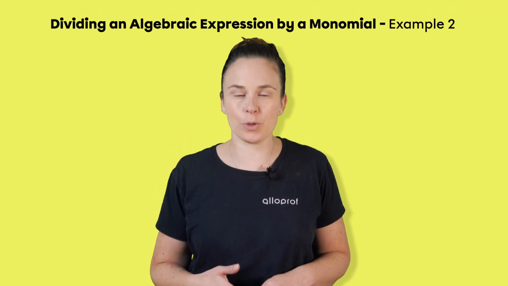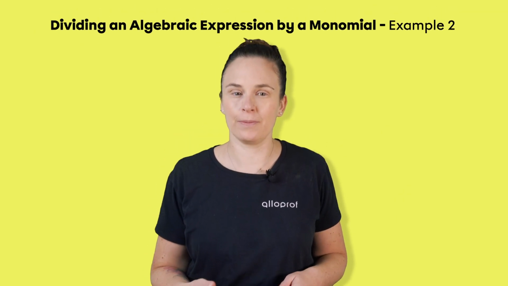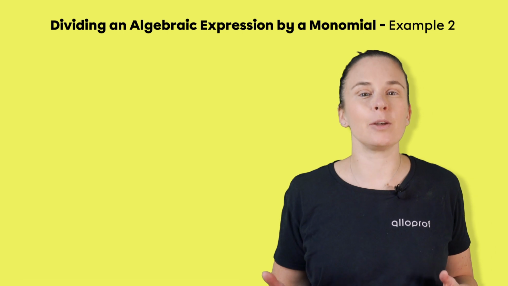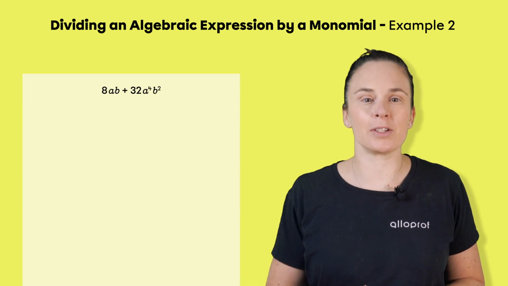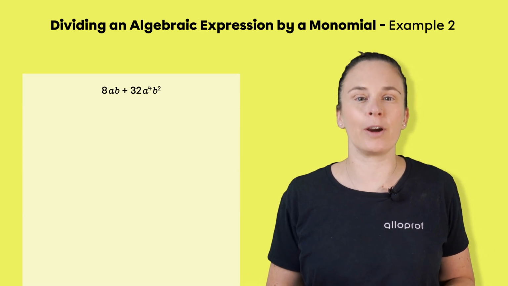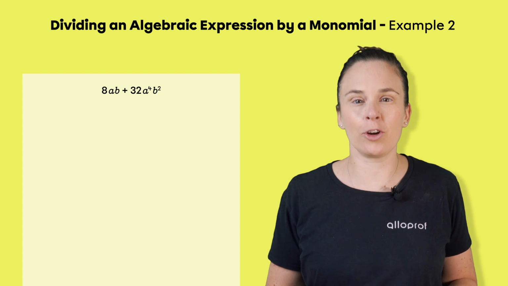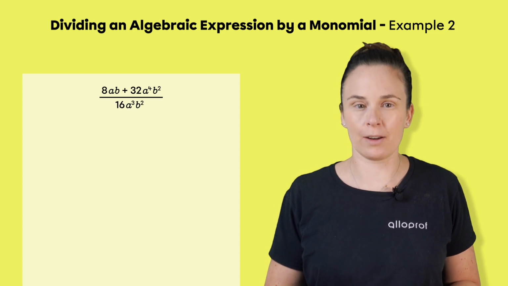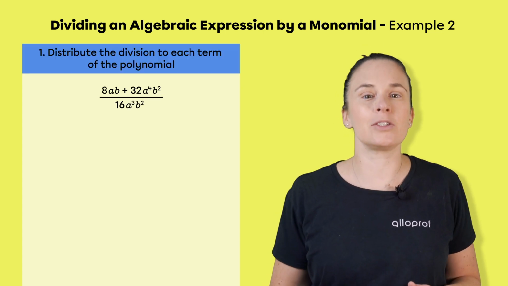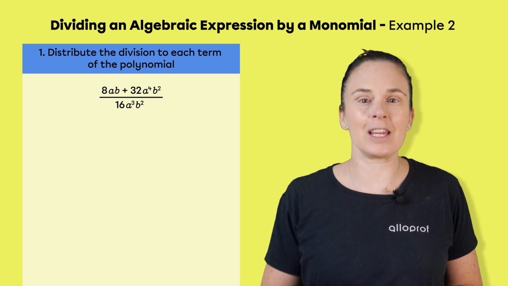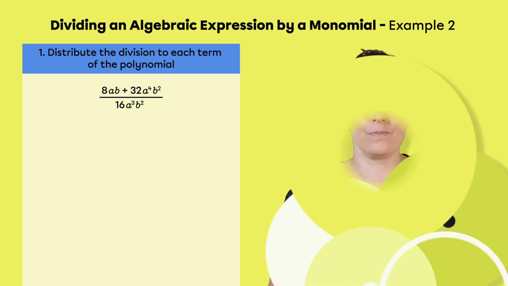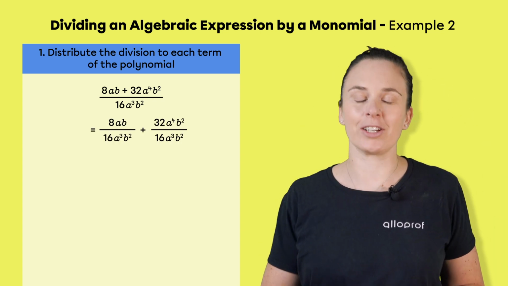In this video, we'll show an example of how to divide an algebraic expression by a monomial. We want to divide the polynomial 8ab plus 32a to the power of 4 b squared by the monomial 16a cubed b squared. The first step is to distribute the monomial to divide each term of the polynomial. This gives the following sum of fractions.